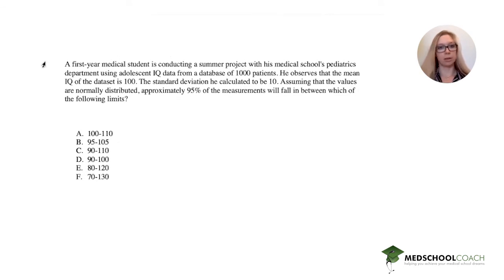A first-year medical student is conducting a summer project with his medical school's pediatrics department using adolescent IQ data from a database of 1,000 patients. He observes that the mean IQ of the dataset is 100. The standard deviation he calculated to be 10. Assuming the values are normally distributed, approximately 95% of the measurements will fall in between which of the following limits? Your answers are A, 100 to 110, B, 95 to 105, C, 90 to 110, D, 90 to 100, E, 80 to 120, or F, 70 to 130.